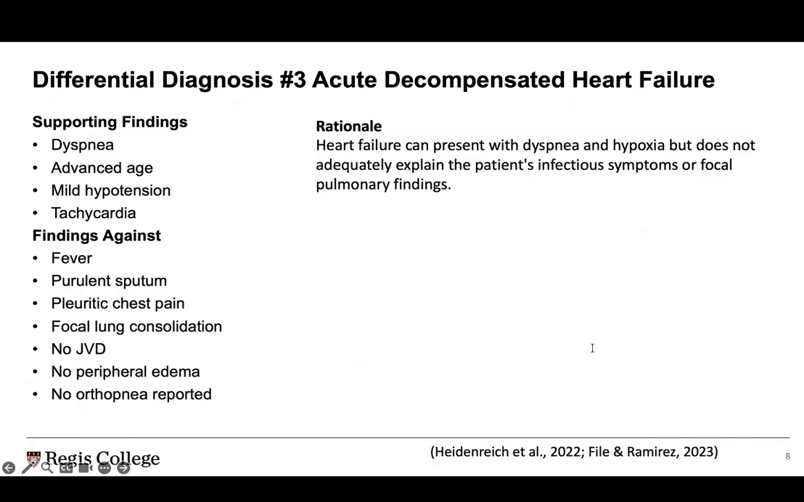Acute decompensated heart failure was another diagnosis I considered because dyspnea and hypoxia are common presenting symptoms in older adults. However, I continued synthesizing the clinical picture, and this became less likely. Although she was mildly tachycardic and short of breath, she lacked many of the classic findings associated with heart failure exacerbation. She denied orthopnea and paroxysmal nocturnal dyspnea and had no peripheral edema or JVD. Her lung examination demonstrated focal consolidation rather than diffuse crackles consistent with pulmonary edema.